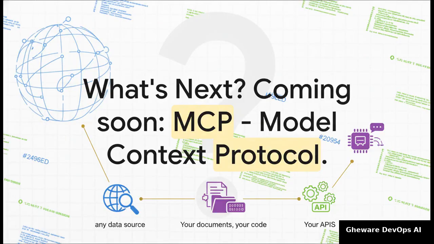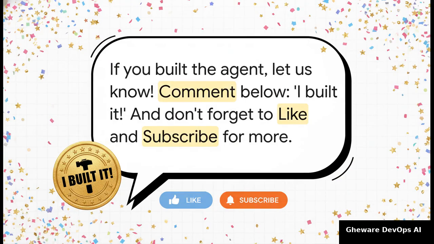But we're not stopping here. Oh no. Now that you know how to build an agent, what if you could connect it to any data source? I'm talking your code, your documents, your company's APIs. That's what our next series is all about. We are going to dive deep into MCP, the Model Context Protocol, and unlock a whole new universe of agent capabilities.